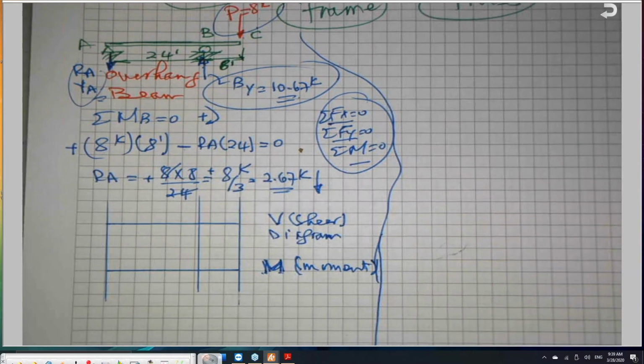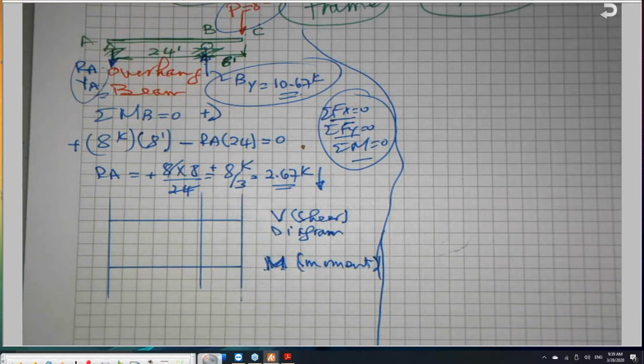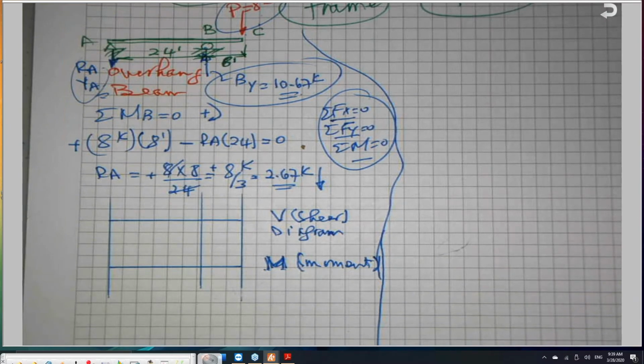Let me give you some time to draw the shear and moment diagram, and we'll draw it together and see if we are in agreement or disagreement. Starting now. It is 9:39. I will give you only 2 minutes.